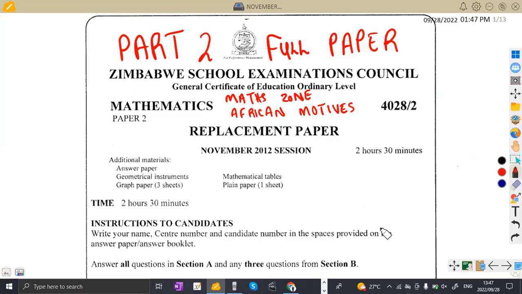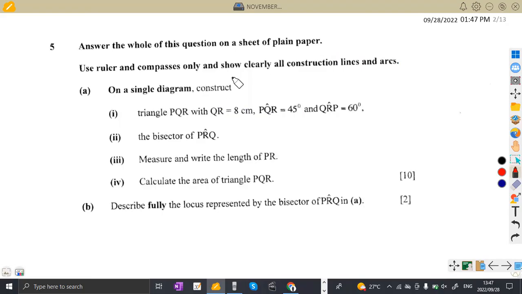Actually, I worked out this up to question 5. I think up to question 4. We're left with question 5 up to the end. So we shall see from this question 5. In question 5, answer the whole of this question on a sheet of plain paper. So that means we are supposed to have a plain paper here for these constructions to be done.